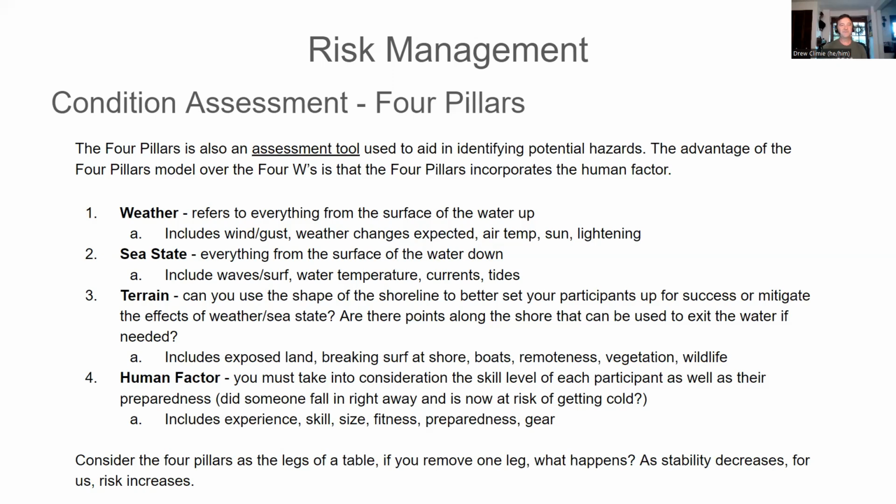So with that last statement, if weather's good, sea state's good, terrain's good, but the human factor is questionable, is that enough to stop the event, stop the lesson? Or are there ways we can mitigate it? We come back to our hazard risk mitigation. If human factor is great, sea state is a little iffy, weather might be kind of cold, but terrain is rugged and maybe challenging, we have to look and see, are we losing one of the legs of our table? Or is it just kind of not great?